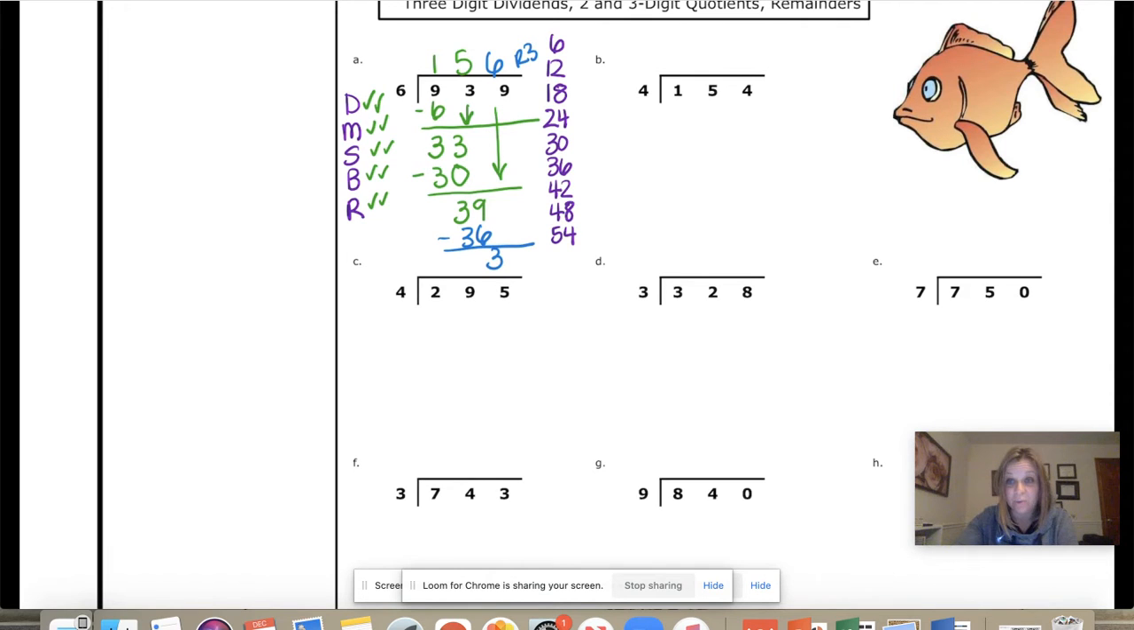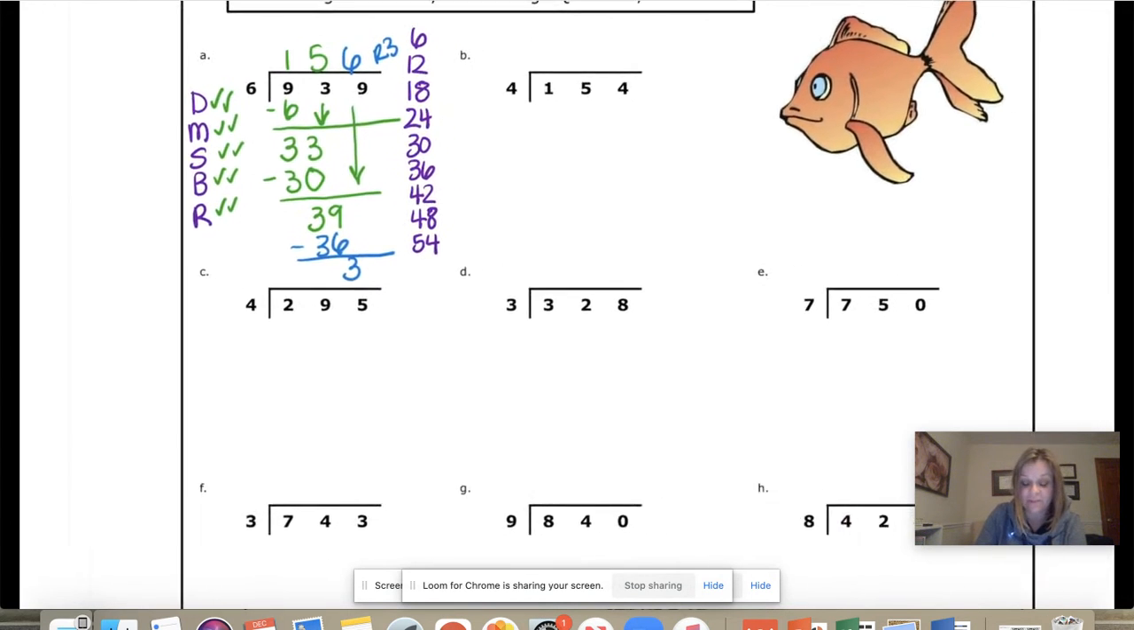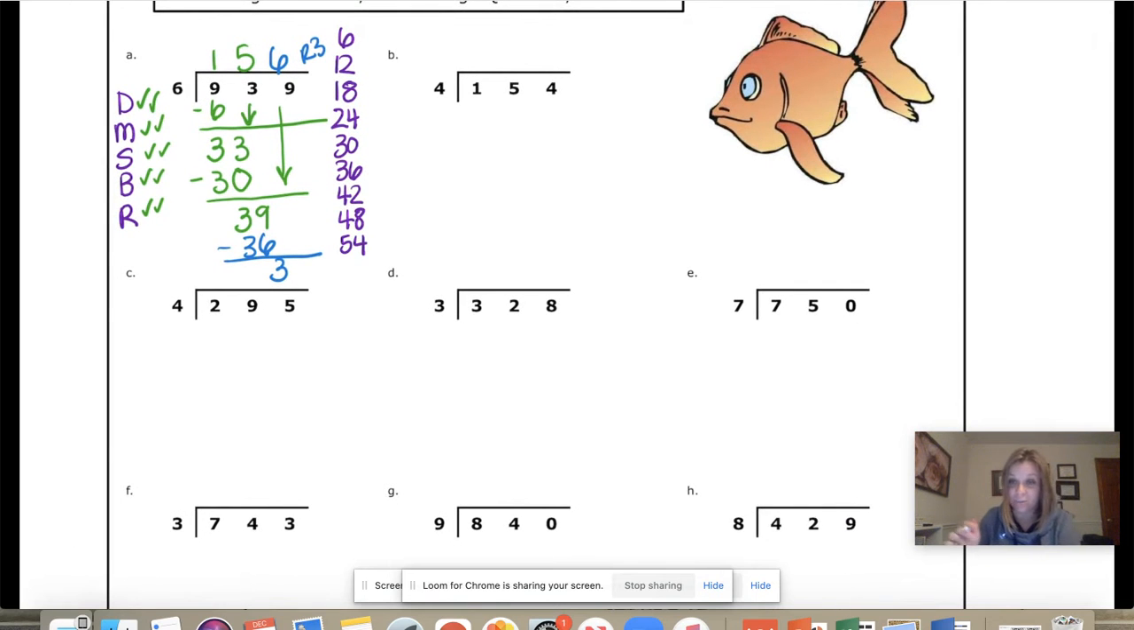Okay, so look at what I got. When I took 39 and divided it by 6, right here, I got 6. So I have 36 because 6 times 6 is 36. And then I had 3 as a remainder. How'd you do? Did you get it? Awesome. Let's go on to the next one. Okay, remember, write your steps, write your multiples. Pause, go ahead and do that now.